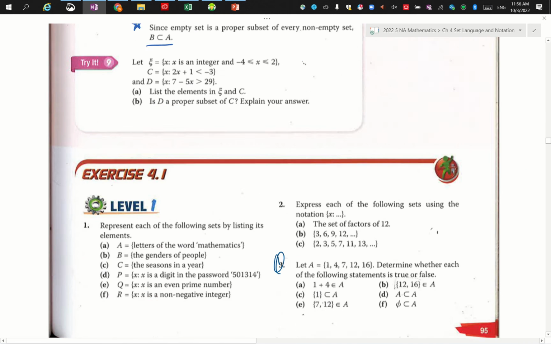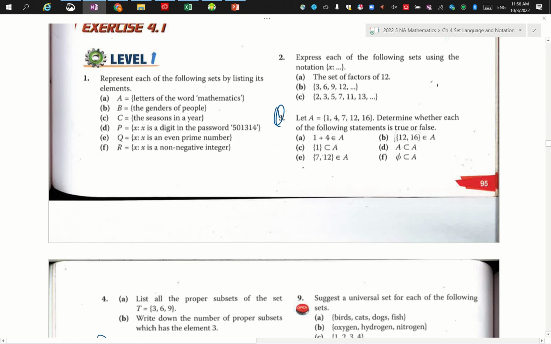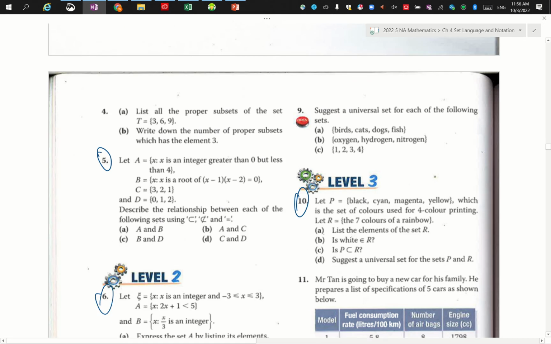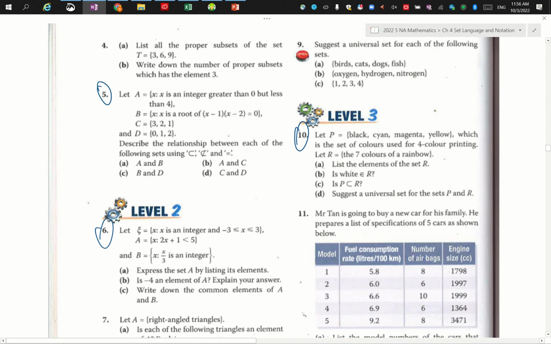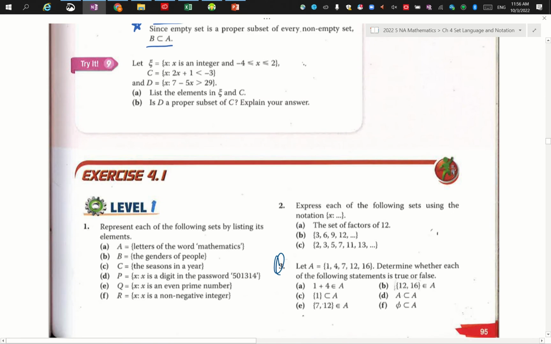Okay, now these are homework questions. Questions 3, 5, 6, and 10.